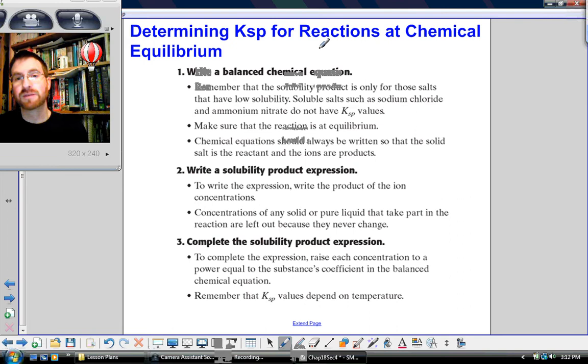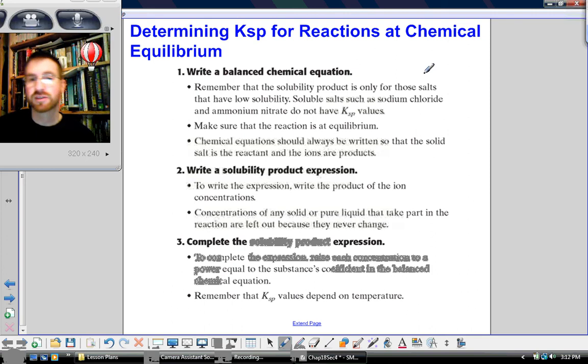Determining Ksp for reactions at chemical equilibrium. Well, first we write out our balanced chemical equation. Remember, the solubility product is only for those salts that have low solubility. Soluble salts such as sodium chloride and ammonium nitrate do not have Ksp values, or you could say they have very large Ksp values. Make sure that the reaction is at equilibrium. Chemical equations should always be written so that the solid salt is the reactant and the ions are products.